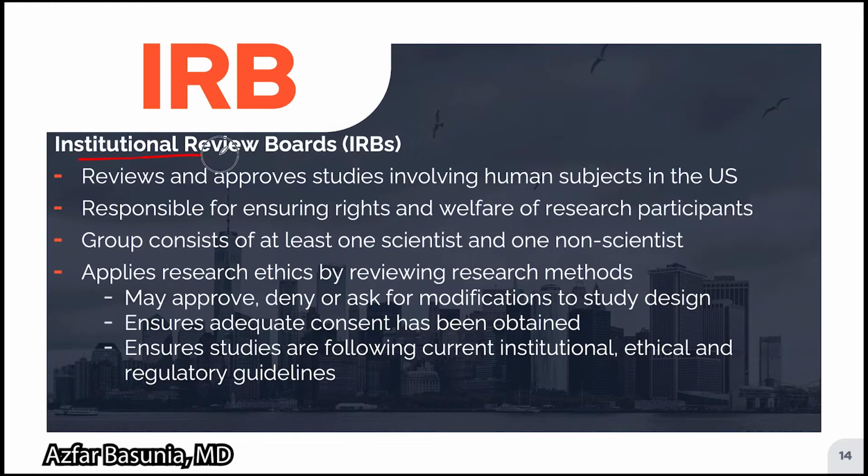The Institutional Review Board, or IRB, reviews and approves studies involving human subjects in the United States. They are responsible for ensuring rights and welfare of research participants. The IRB group consists of at least one scientist and one non-scientist. IRB applies research ethics by reviewing research methods where they may approve, deny, or ask for modifications to the study design, to ensure that adequate consent has been obtained, and to ensure that studies are following current institutional, ethical, and regulatory guidelines.